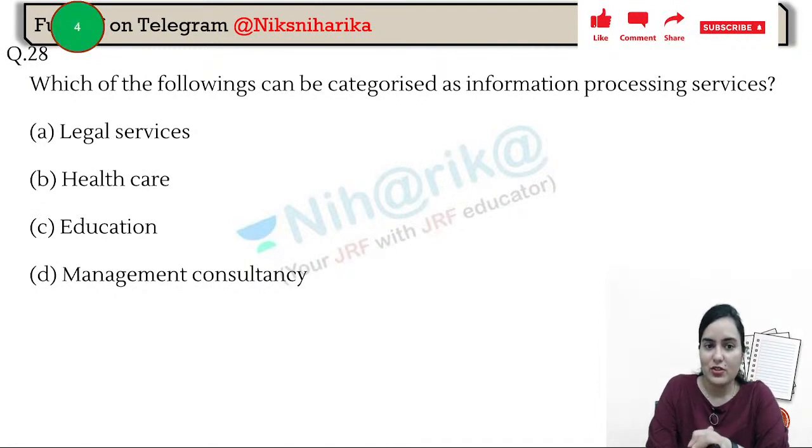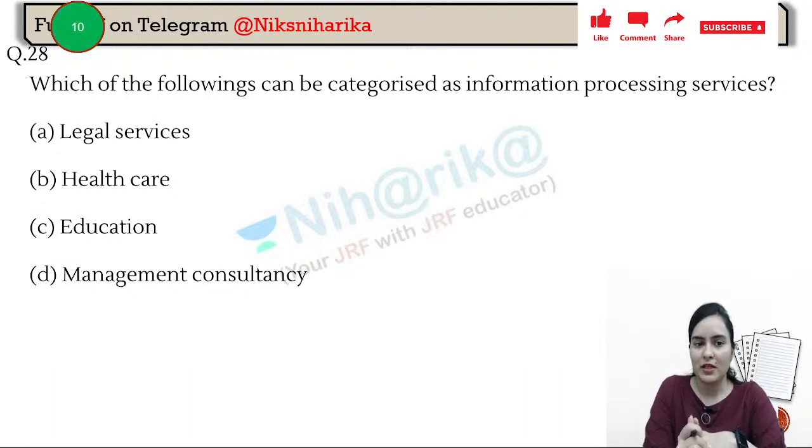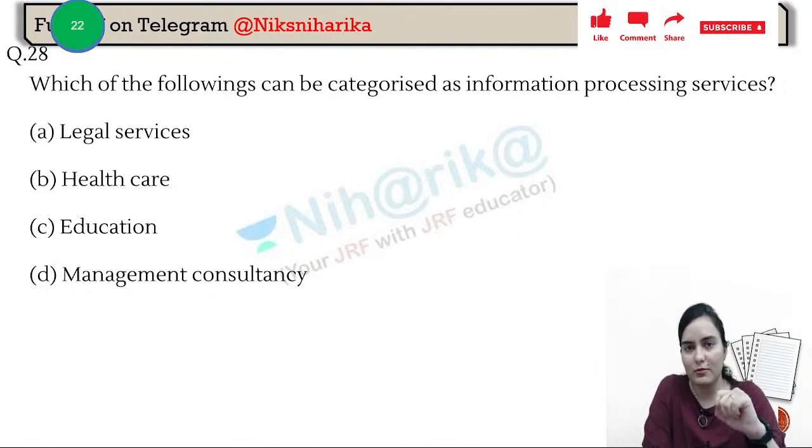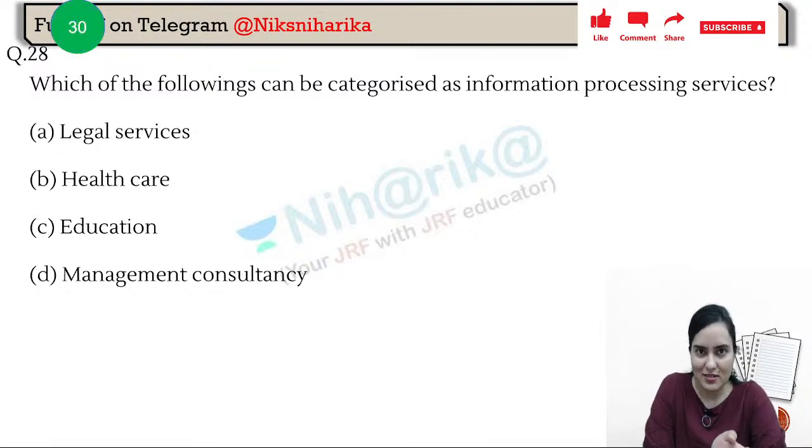Now, which of the following can be categorized as information processing services? Think about something related to some information. For example, insurance, banking. That is related to some information. So think about an information processing service where we take some advices.